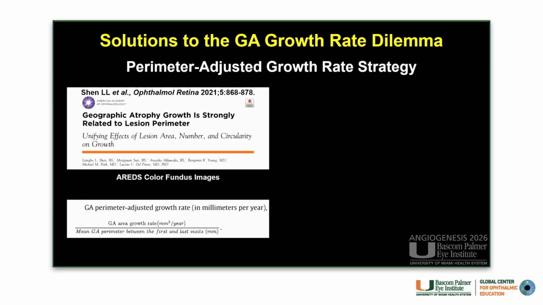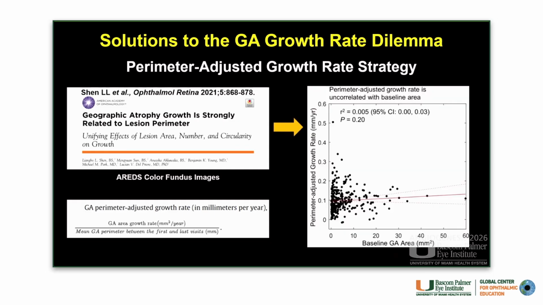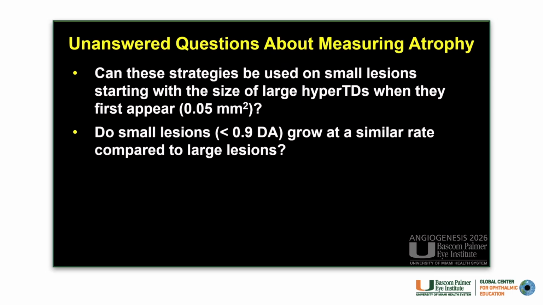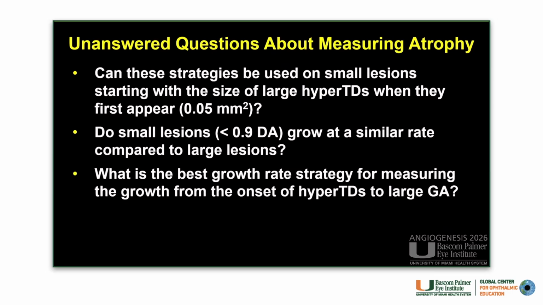A more recent approach was proposed by Liang using the perimeter-adjusted growth rate strategy, which controls not only for the baseline lesion size, but also for the circularity of the lesions and the multifocality. But we had some unanswered questions. Can these strategies be used on small lesions, starting with the size of a large hypatide when they first appear? Do small lesions grow at a similar rate compared to large lesions? If so, what's the best growth rate strategy for measuring the growth from the onset of hypatides to large GA? Is it the square root transformation strategy or maybe the perimeter-adjusted strategy?